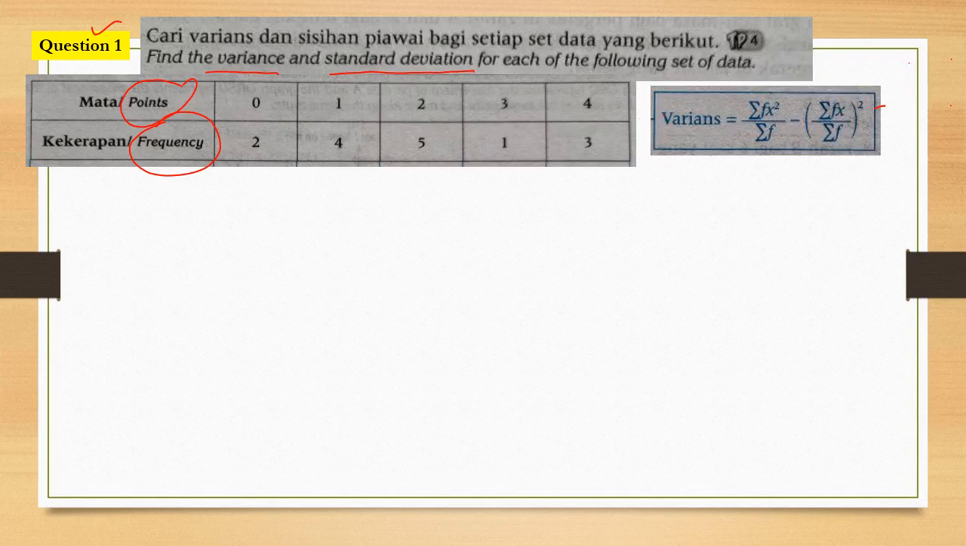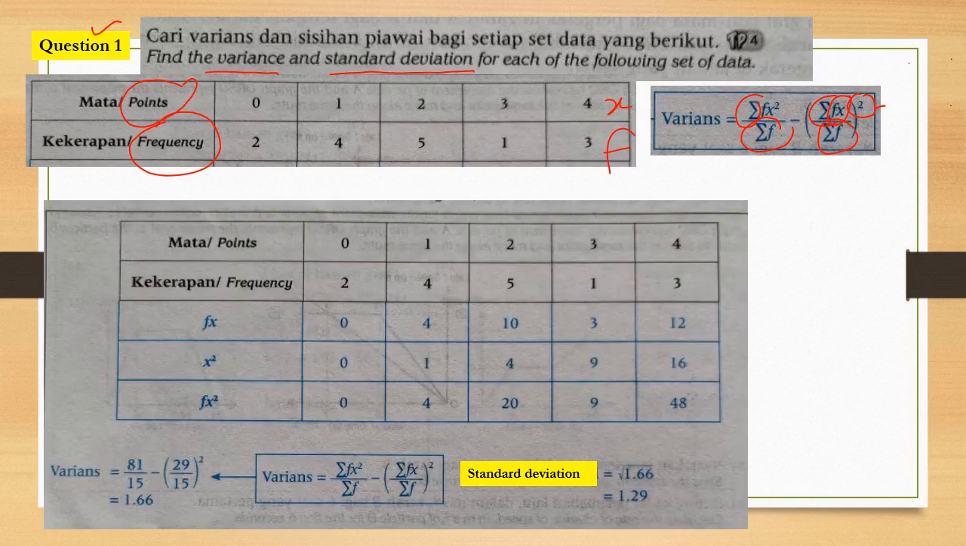So what's inside the formula? You have to know what is your f, x square. So you have to do x square, after that you have to sum it. After that you have to find your fx and then sum. Then you have to sum your frequency. Then you use this formula. So the best thing to do is you make a table. To be well organized, you make a table like this.